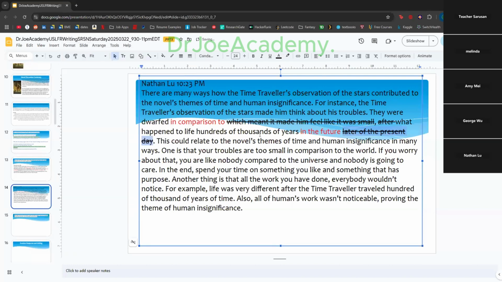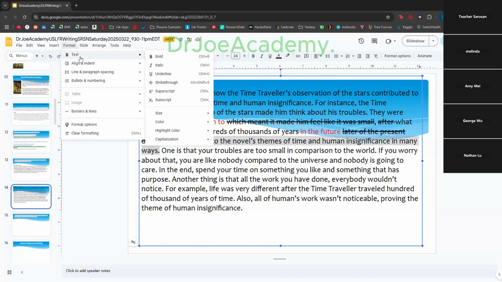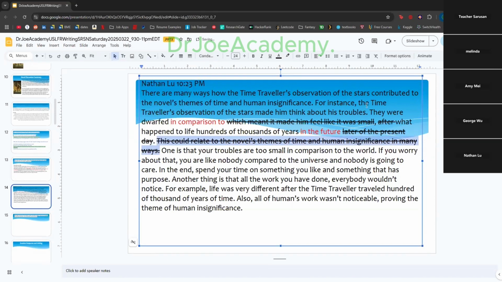This could relate to the novel's themes of time and human insignificance in many ways. So this sentence right here is not really that important. It's kind of just like a fluff sentence, especially since we have basically the exact same sentence as our topic sentence. So we can take it out. It doesn't really add too much.